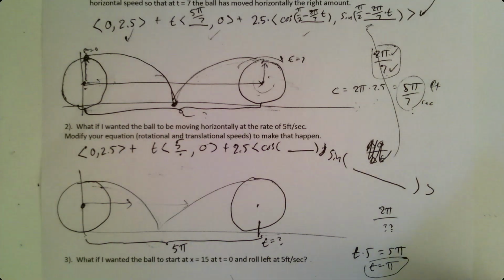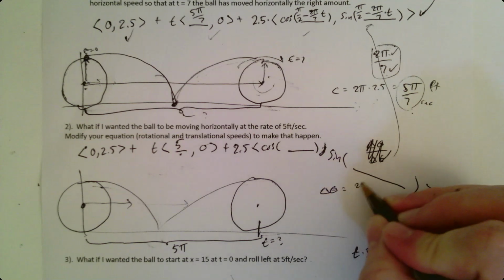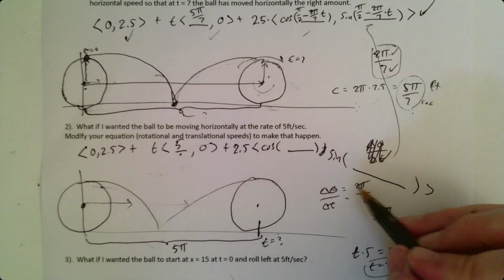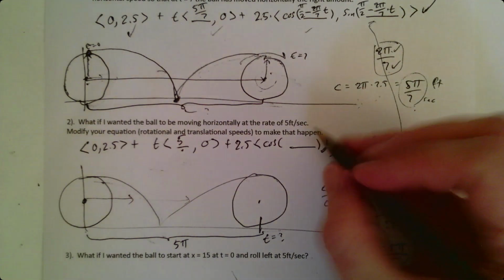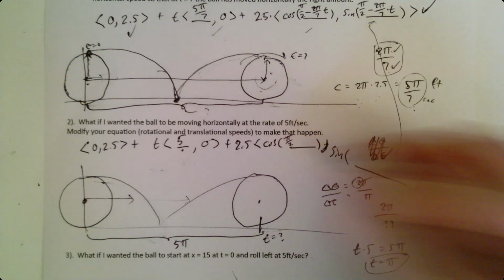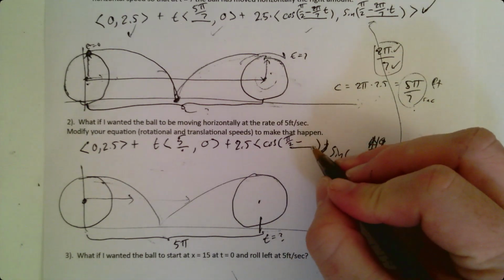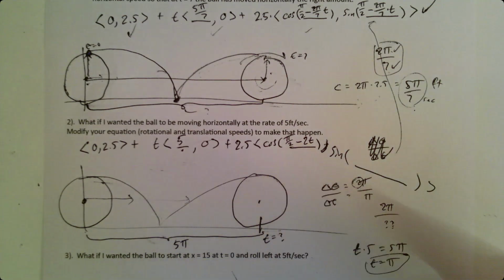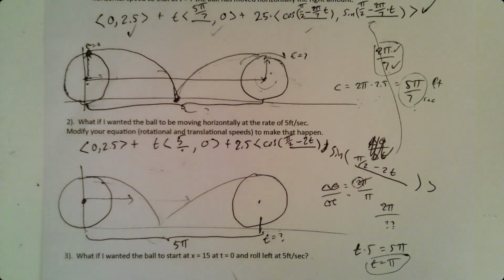Okay, so now that I know that the time it takes is pi seconds, I can find my rotational rate. Because I know the change in angle is 2 pi, and the change in time is just pi, that gives me a rotational rate of 2. Remember though, I still want to start at an angle of pi over 2, and I still want to rotate clockwise. So I'm still subtracting the time. But the rotational speed is going to be 2. So pi over 2 minus 2t. Let's take a look at an animation of that one.